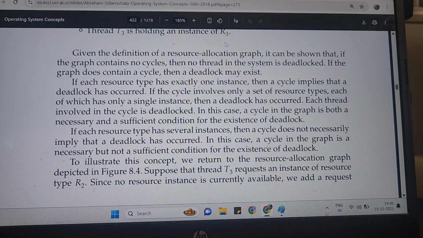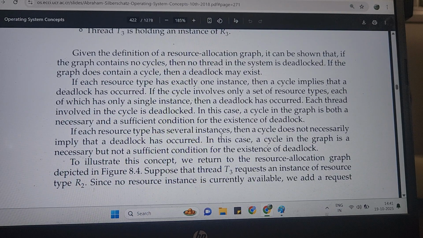Given the definition of a resource allocation graph, it can be shown that if the graph contains no cycles, then no thread in the system is deadlocked. First and foremost point: no cycles, no deadlock, irrespective of how many processes, how many resources, how many instances of which resource, none of that matters. If there is no cycle, there is no deadlock.